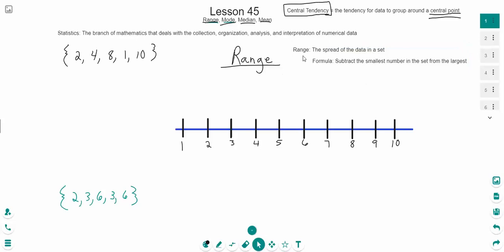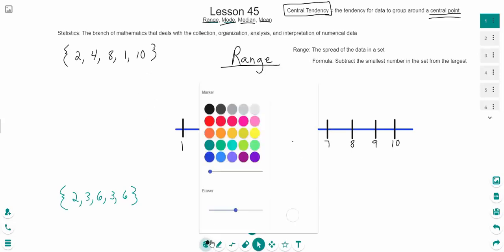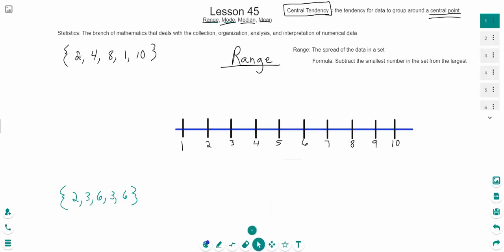All right. So the range in this case is the spread of the data in a set. It's how far apart the data is, how spread out the data is, over the field. So the formula to find the range is pretty straightforward. We're simply taking the smallest number in the set and subtracting it from the largest number. So taking the larger number, subtracting the smaller number from it. Oh, man. All right.